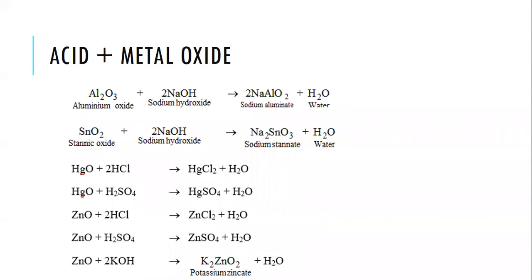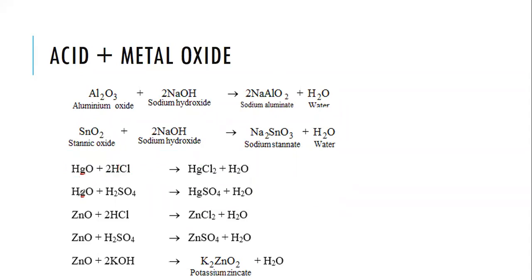And other examples, I'm just going to skip these ones and move into this. Mercury oxide goes into reaction with hydrochloric acid, and the mercury and the chlorine come together to form our salt. What is our salt? Mercury chloride. And then O and H come together to form H2O.